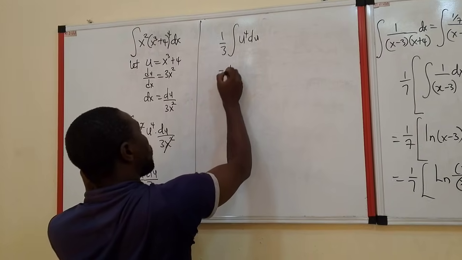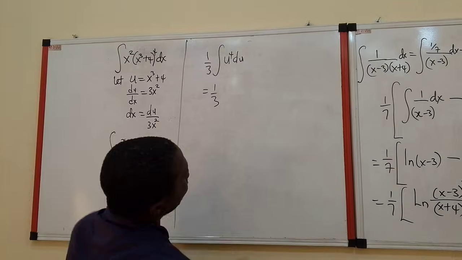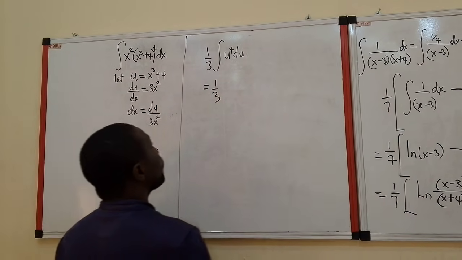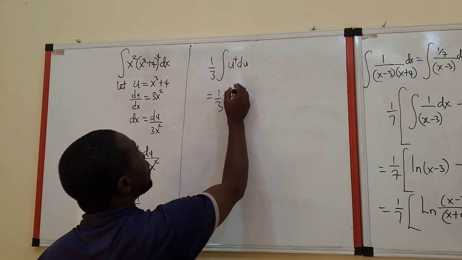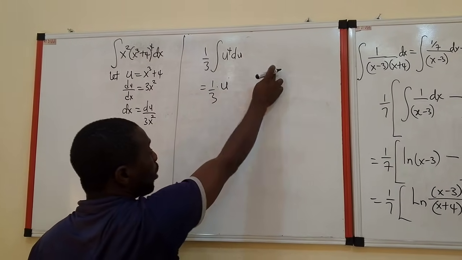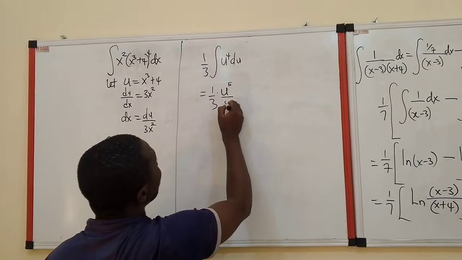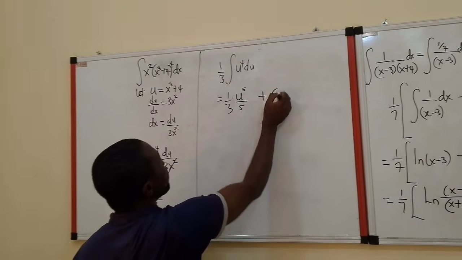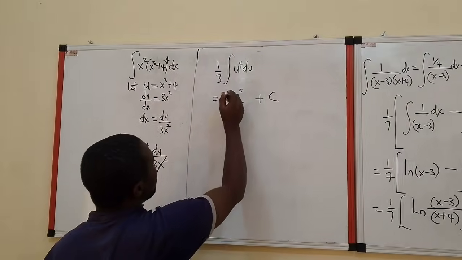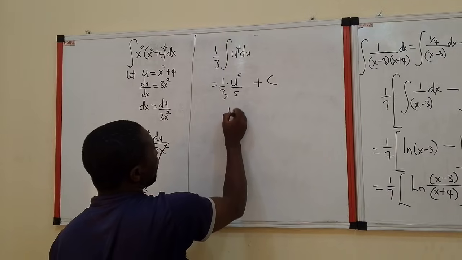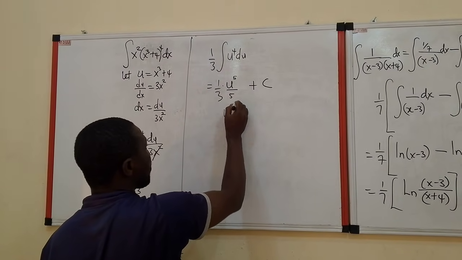Now this is equal to 1 over 3 times the integral of u raised to 4 du. Very simple. This is equal to u raised to 4 plus 1 over 4 plus 1, so that will be u raised to 5 over 5 plus c. Remember there is a multiplication sign, so I have 1 over 3 times u raised to 5 over 5.